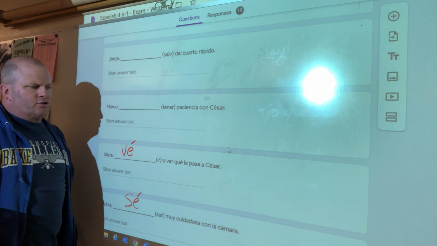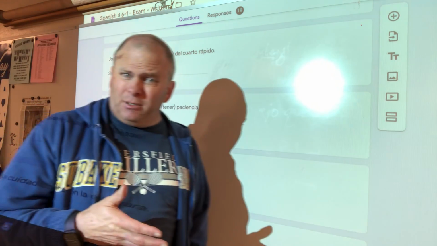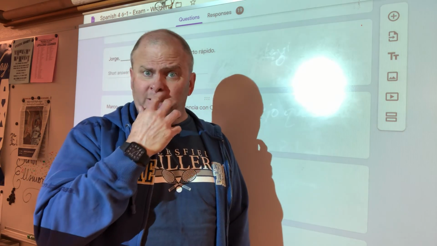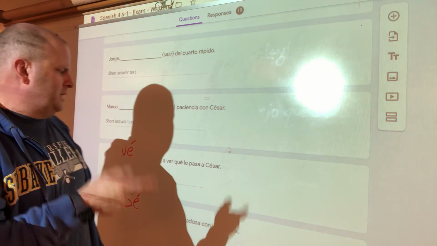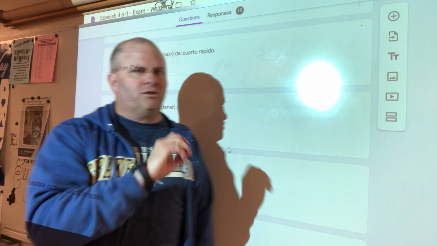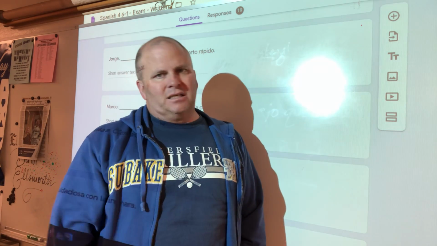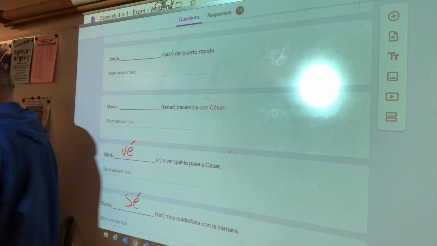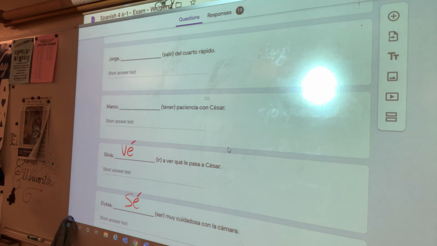I tried to allow it to let you do a capital letter because I know your phone will do that a lot of times, where just that first letter is always capitalized. So I tried to let it allow you to do that. But if you're writing out the whole sentence or you're putting periods or you're attaching pronouns, it's going to mark it wrong. Okay? All right, let's go to the negative tú commands.